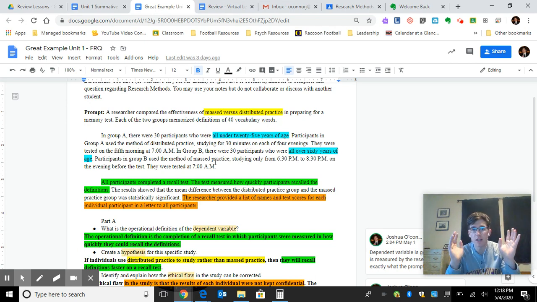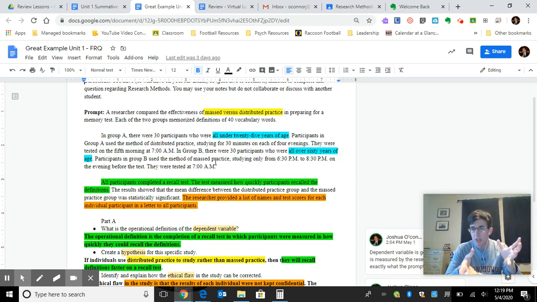So this one, right, you had a researcher that was comparing the effectiveness of massed versus distributed practice, which those are actually terms for our cognitive unit. The massed practice is when you just have a 2 hour chunk the night before and you just cram it all in there. And then distributed is using the spacing effect. Rather than doing 2 hours the night before, you space it out over 4 nights, 30 minutes each night. So there were two groups. One group did the distributed practice, which was group A. Group B did the cramming or massed practice.